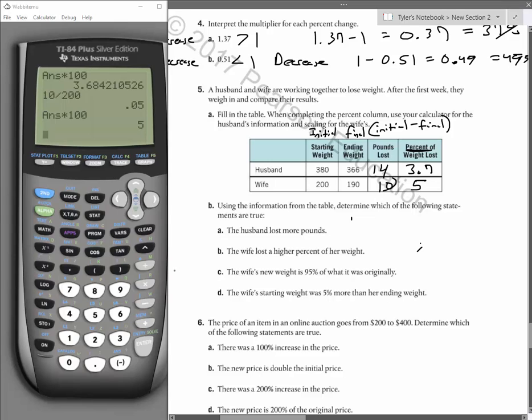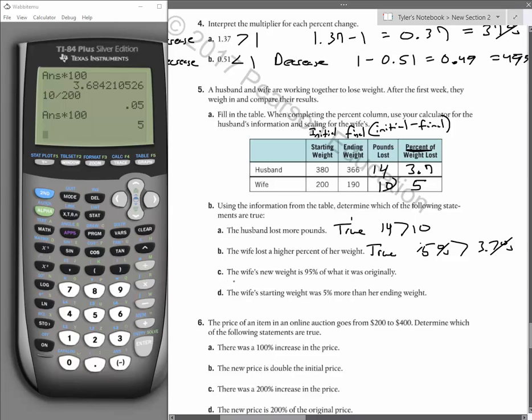So we wanted to say which is true. The husband lost more pounds. True or false? Well, that's true. The husband lost 14 pounds, which is bigger than 10. So that's true. Part B says the wife lost a higher percent of her weight. Well, that's also true. If we compare, 5% is bigger than 3.7%. So that's fine to say.